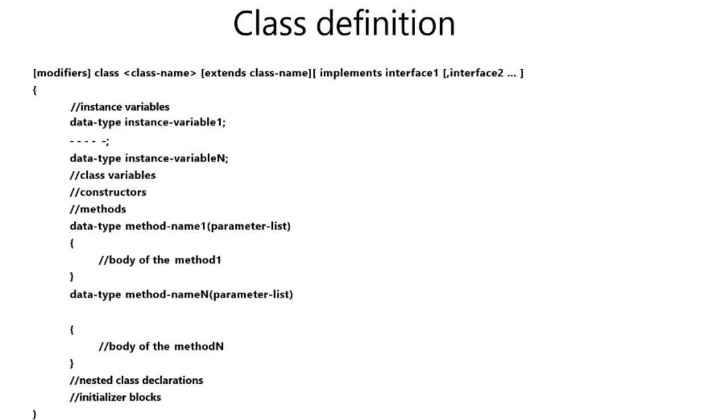Then nested classes and interfaces declarations, that is, these are the classes which are defined within the class. And initializer block, this is used to initialize static variables. So Java statements which are used for initialization of the static variables, that is the initializer block. So this is the template of the class. Whenever you want to write any class in Java, you can use this syntax and you can declare the class.